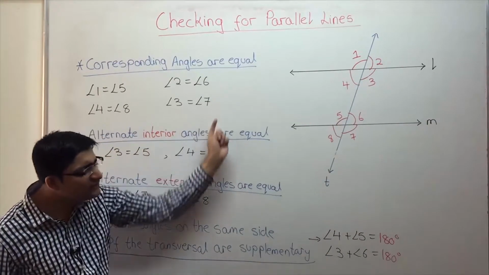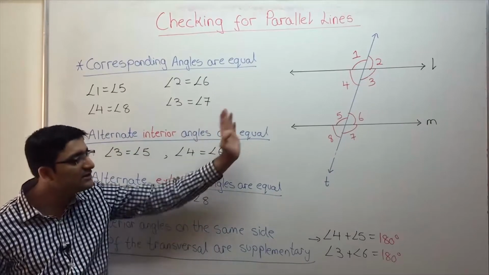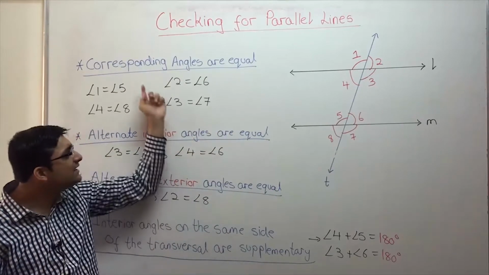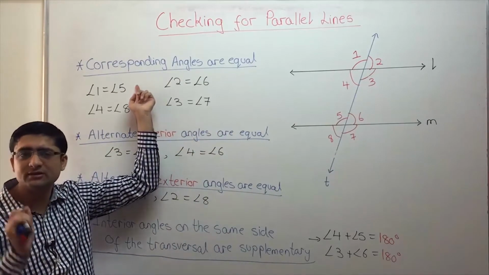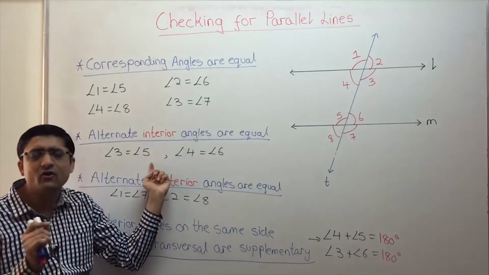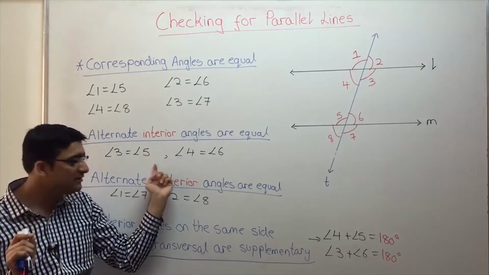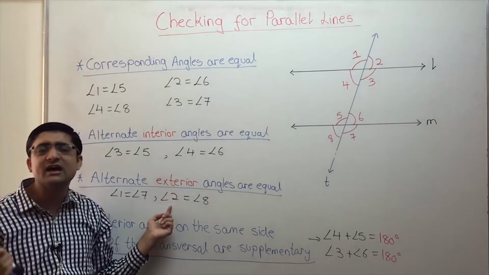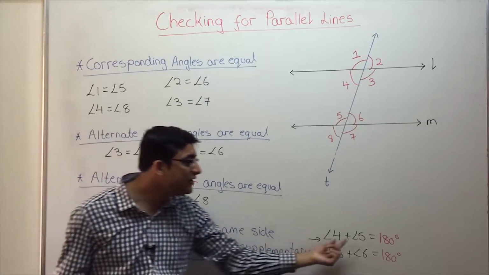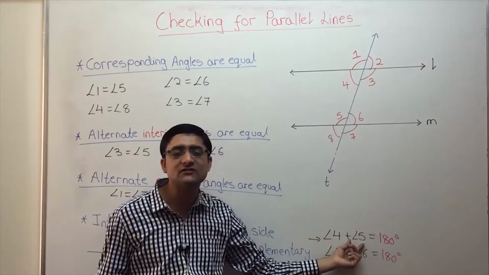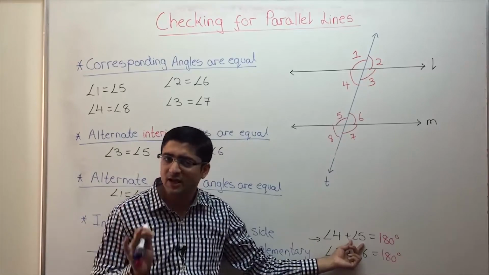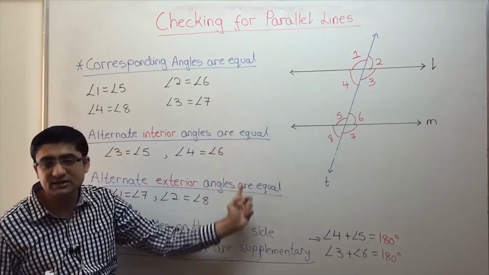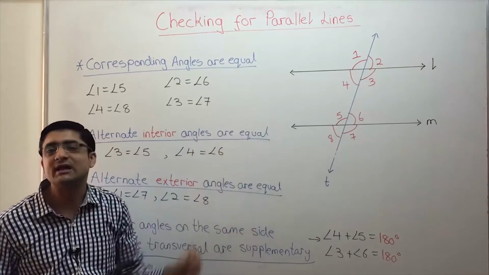See, if any of these conditions holds, then we say the lines are parallel. That means if you get any pair of corresponding angles equal, they are parallel. If you get any pair of alternate interior angles equal, it's parallel. If you get any pair of alternate exterior angles equal, it's parallel. If you get interior angles on the same side of the transversal supplementary, they are parallel. I repeat, if you get any one of these conditions, then we say the two lines are parallel.